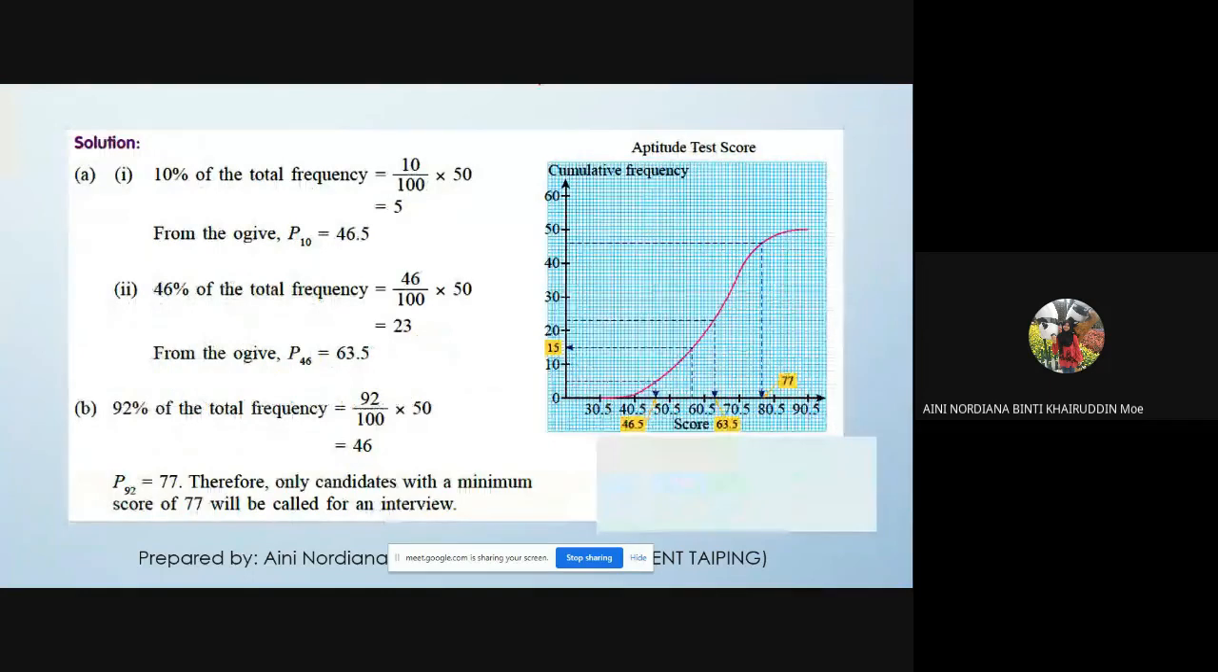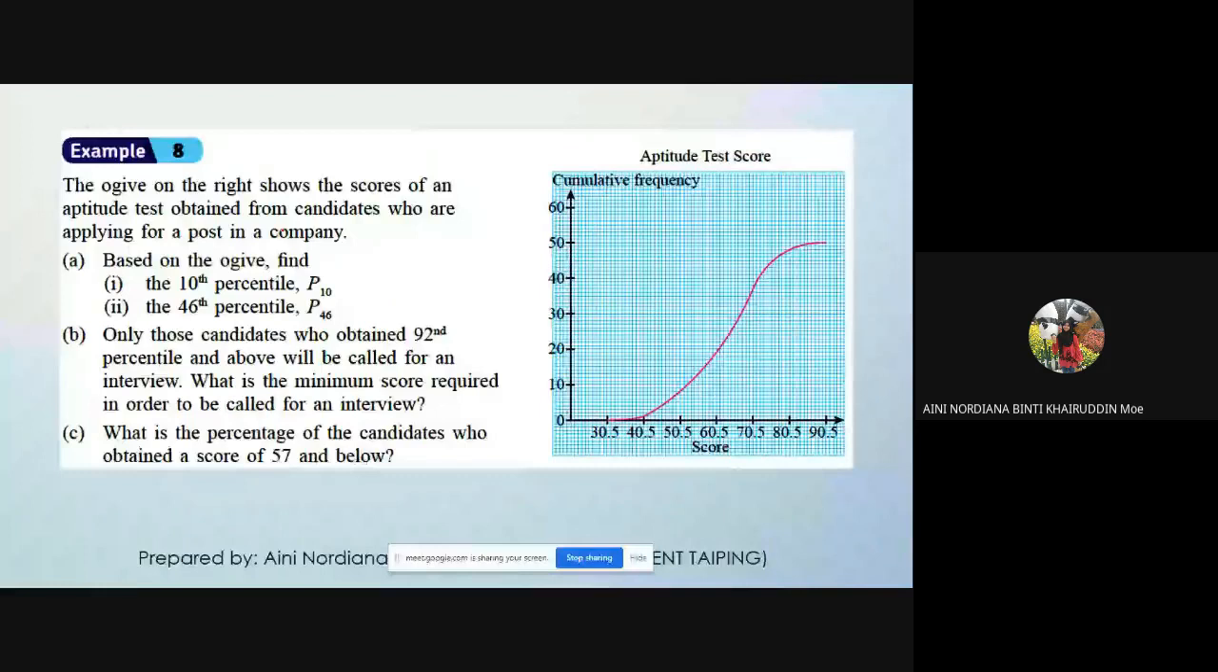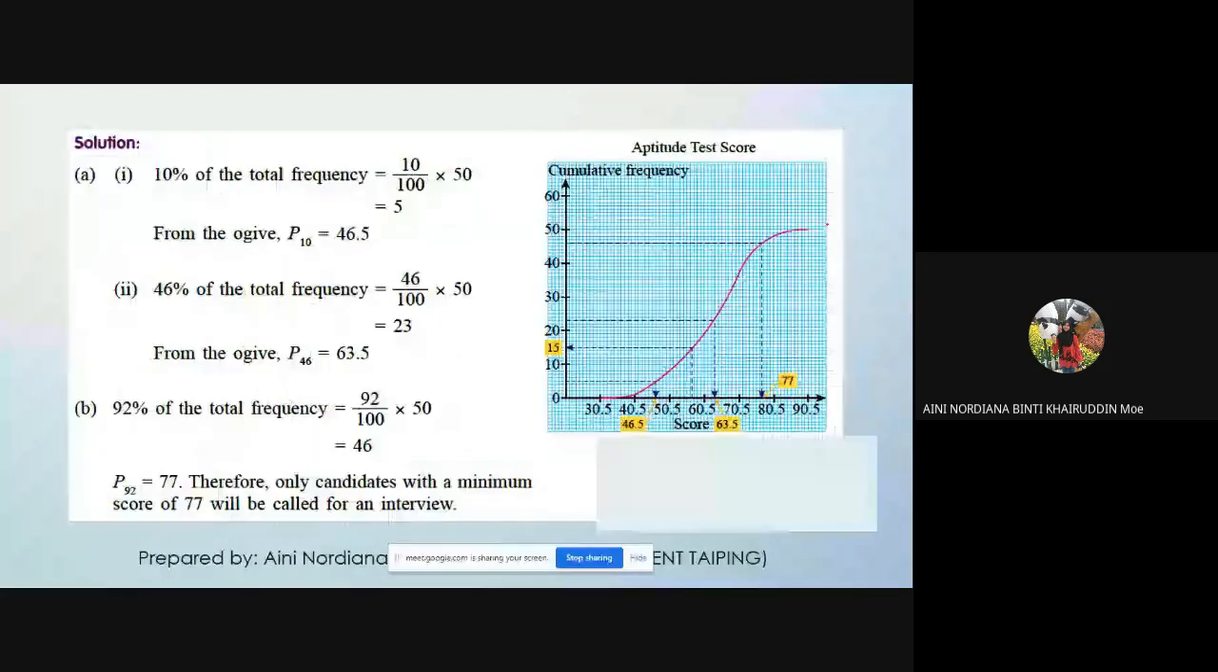So 10% of the total frequency, 10 over 100 times total frequency. Total frequency biasanya dia ada cakap dalam soalan, tapi kalau tak cakap dalam soalan, you boleh tengok dekat ogive. The last ni value kat sini adalah 50. So mean total frequency equals to 50. Ada yang tak ada soalan? Okay. So 10 over 100 times 50 equals to 5. So daripada 5, sini 5. To the graph, to the x-axis. So you will get P10 46.5.